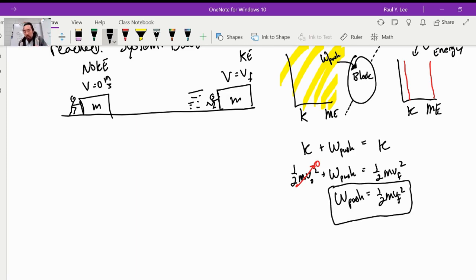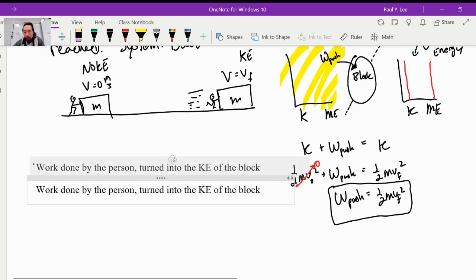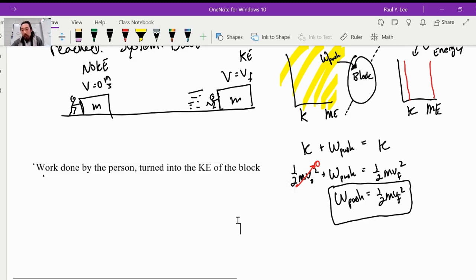So the kinetic energy, this is an important part here. I'm going to type this out. There we go. The work done by the person turned into the kinetic energy of the block, right? So if this were an FRQ and this is like a statement as part of the FRQ, that's something that we should put there because it allows us to actually understand what's going on with the situation.